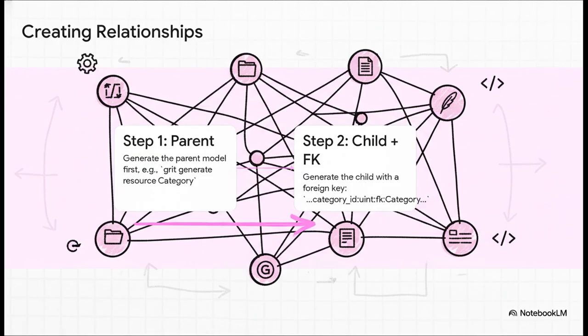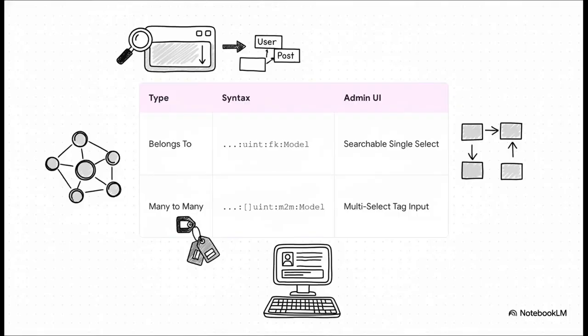Then, when you generate the child model, like a post, you just add a field with this special syntax, category_ID, uint, fk, category. The CLI sees that FK for foreign key, and it just handles everything. And it's so smart about it. For a belongs to relationship, it automatically gives you a nice searchable dropdown in the admin UI. For a many-to-many relationship, defined with that M2M tag, it generates a multi-select input. The big takeaway here is that the CLI isn't just writing backend code, it's also building an intelligent, user-friendly UI to manage all these relationships for you.